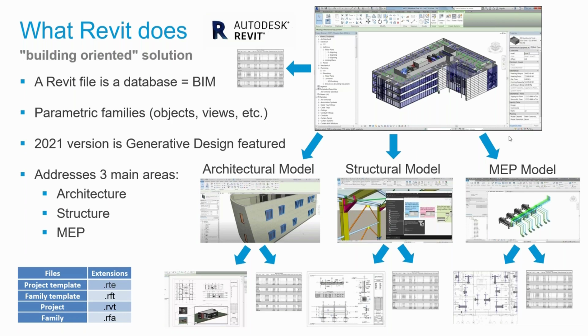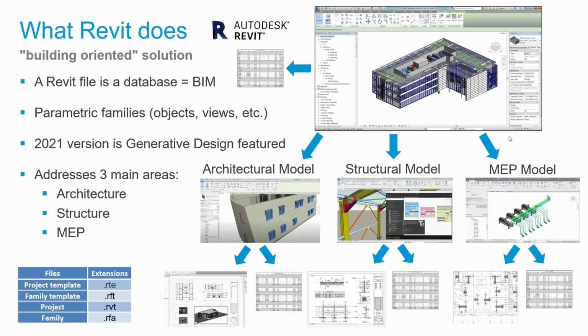In the latest release, 2021, we have the generative design feature embedded into Revit itself. That's really interesting, especially for architects. And it addresses, as I said, the three main areas: architecture, structure, and MEP. The file formats are mentioned below. For the template, it's .rte. For the family template, it's .rft. Revit project, .rvt, and families, .rfa.